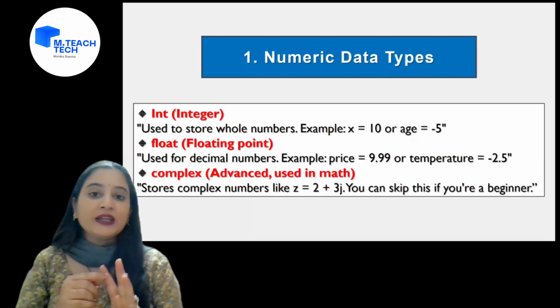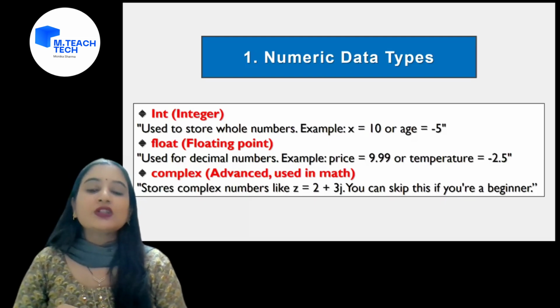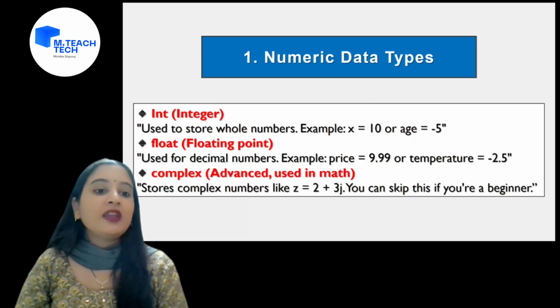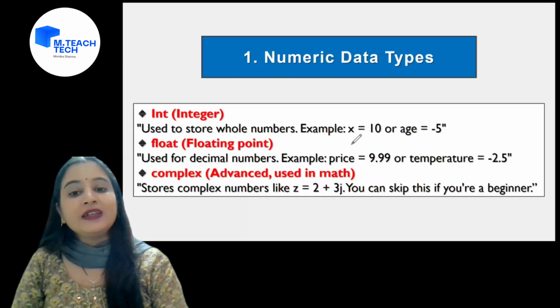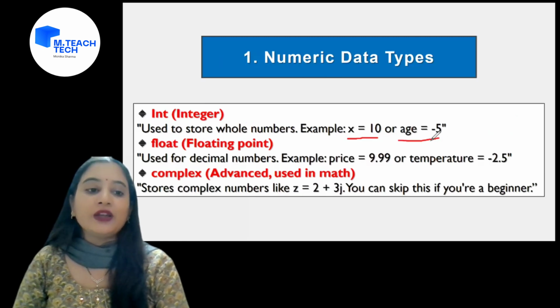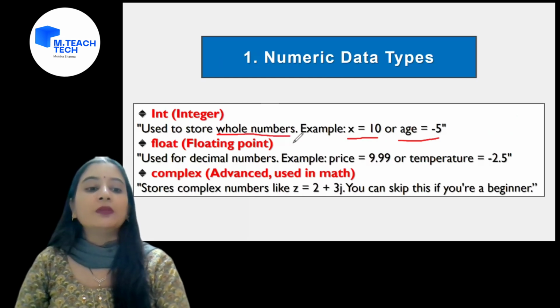There are three types included in the numeric data type. First is integer, which we also call int in short. It is used to store whole numbers. I hope you know what a whole number is. You can see the example here: x equals 10 is a positive value, and age equals minus 5 is a negative value. So integer stores both kinds of data, positive and negative. That's why we say integer stores whole numbers.